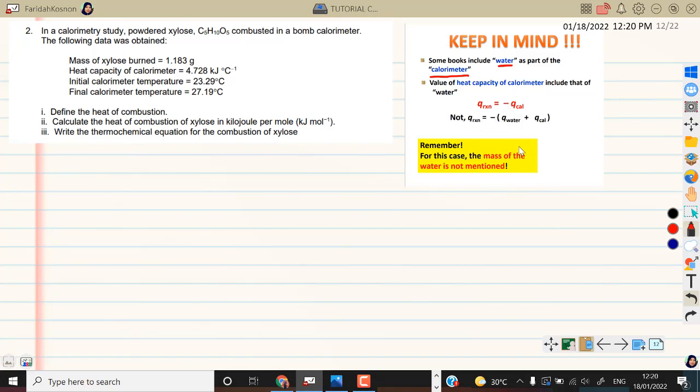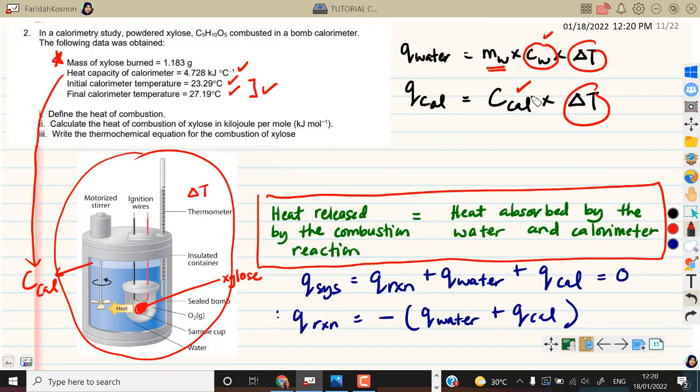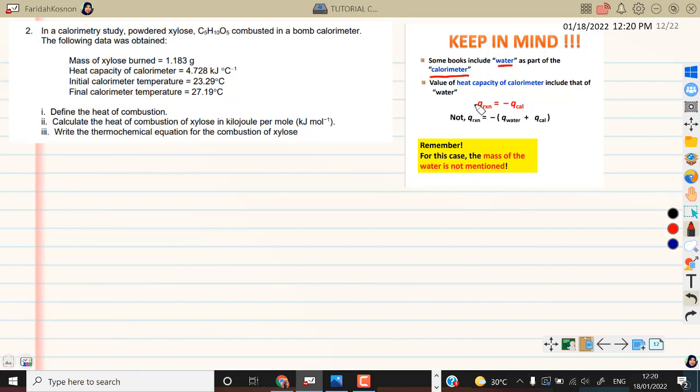Jadi, macam mana kita nak berbalik kepada soalan kita ni tadi? Macam mana nak kira Q water kalau mass of water tak ada? Sebenarnya inilah dia punya penyelesaian. So, kita boleh gunakan Q reaction dalam kes ini equals to negative Q calorimeter. Jadi macam mana kita nak tahu kalau mass of water is not mentioned, kita boleh terus guna ini sahaja sebab heat capacity of calorimeter tu telah termasuk juga water. So in this case, what happen? Kita boleh tulis macam ni lah.